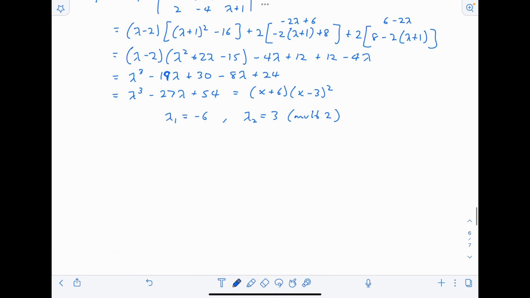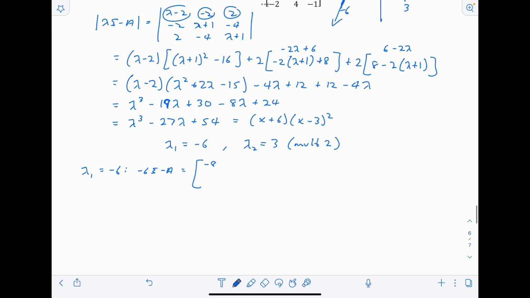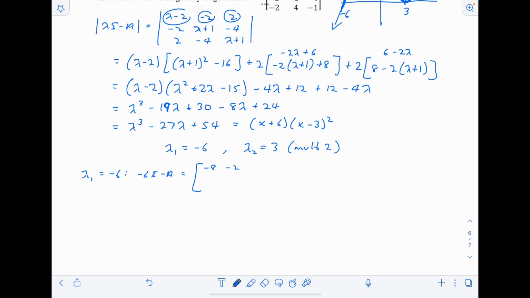So for lambda 1 equaling -6, we're going to go through the process of finding its eigenvector. So that should be a negative, not a positive. Eraser would be good. There we go. So that should be a -6. So we've got -6i minus A. And that's going to give us the matrix -8, -2, 2, and then -2, -5, -4, and 2, -4, -5.